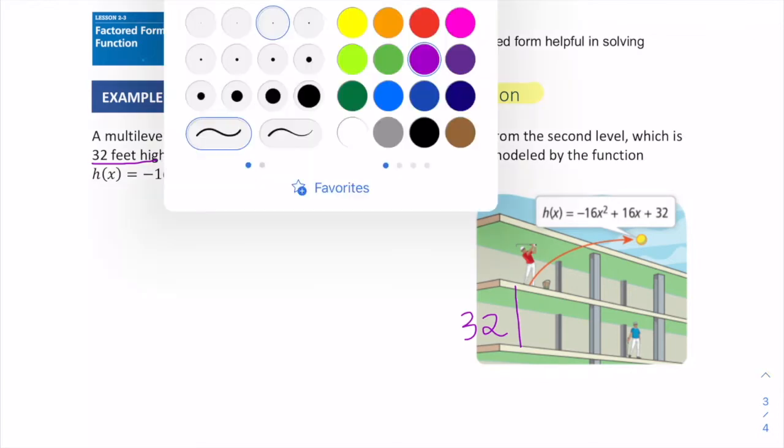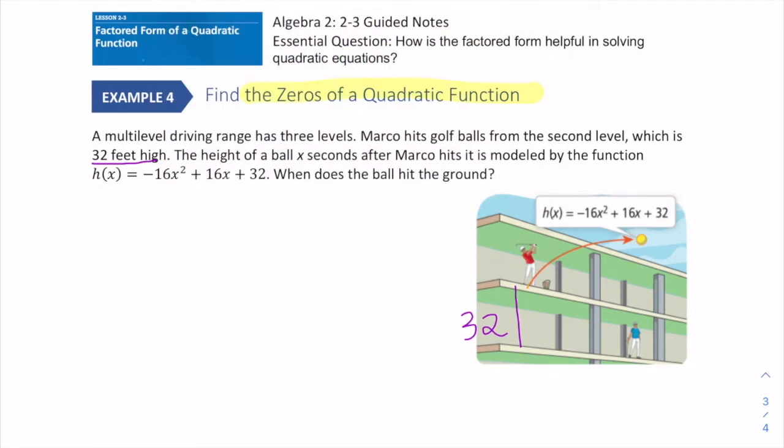We know that the golf ball is going to have a parabolic path, eventually coming down to the ground. The height of the golf ball is represented with this equation, and x represents the seconds after Marco hits the golf ball. For this problem, we want to figure out when the golf ball hits the ground.